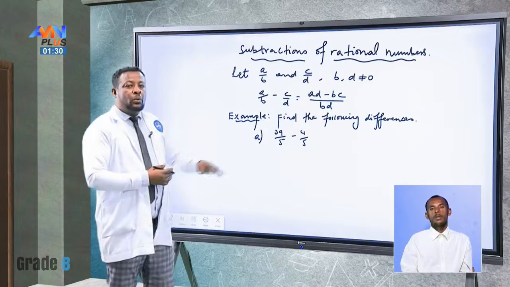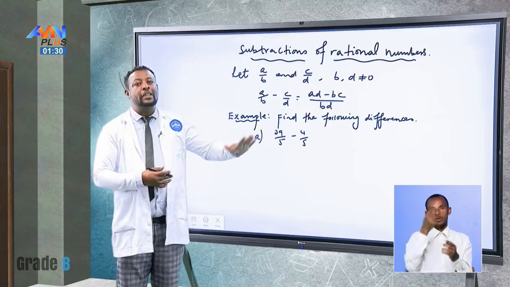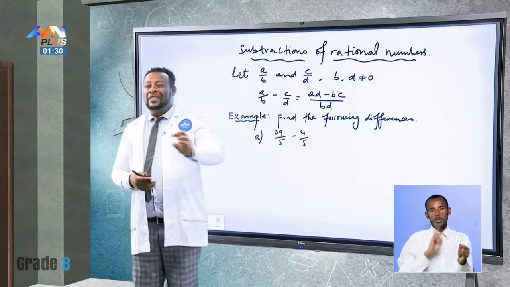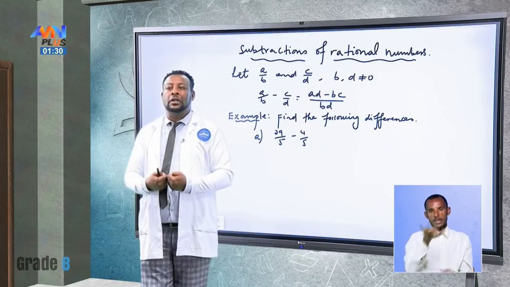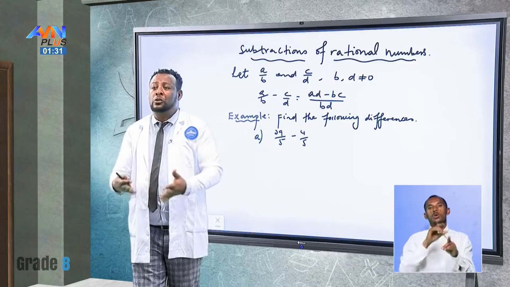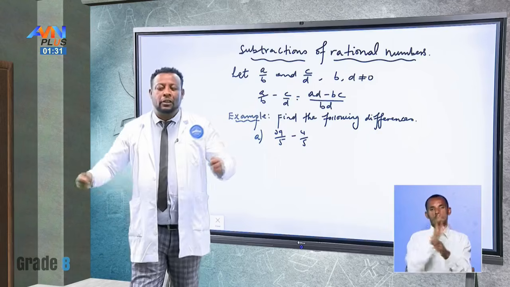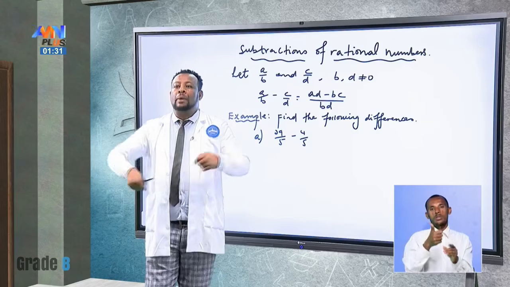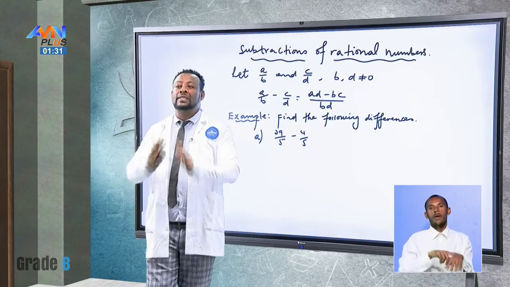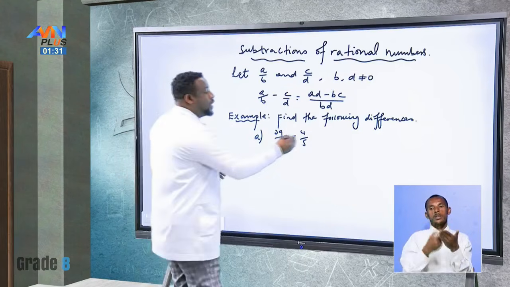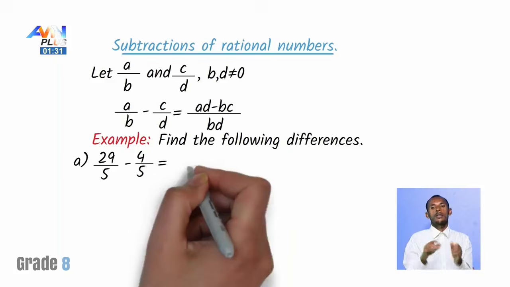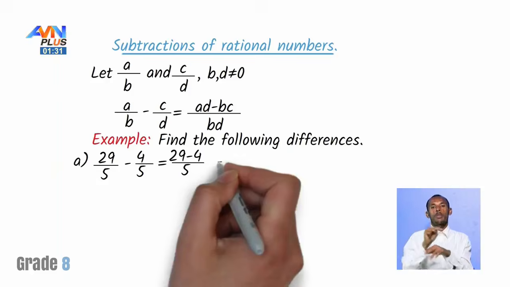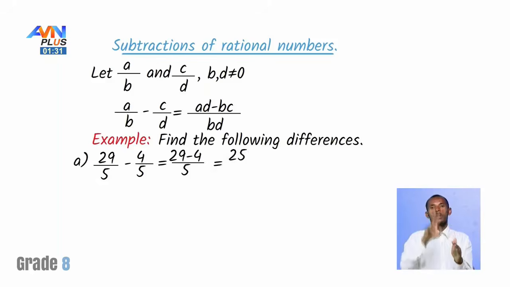If you are asked to calculate the difference between these two fractions, as you can see here, these two fractions have the same denominator, so you don't need to take the cross product. That doesn't mean that cross product doesn't work. It works, but you don't need to waste your time taking the cross product whenever you have the same denominator. So in this case, you can take only their denominator and take the difference between the numerators, 29 minus 4, which is 25 over 5.